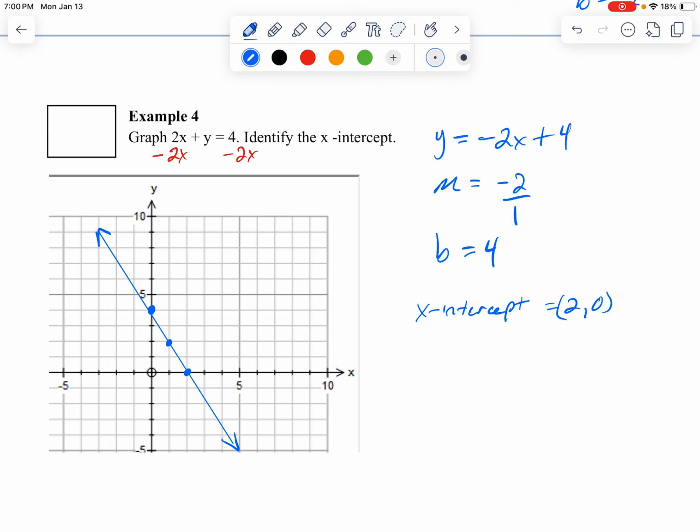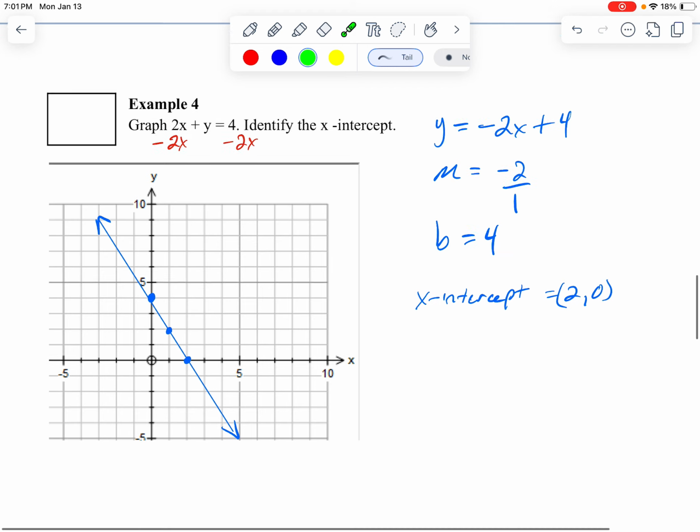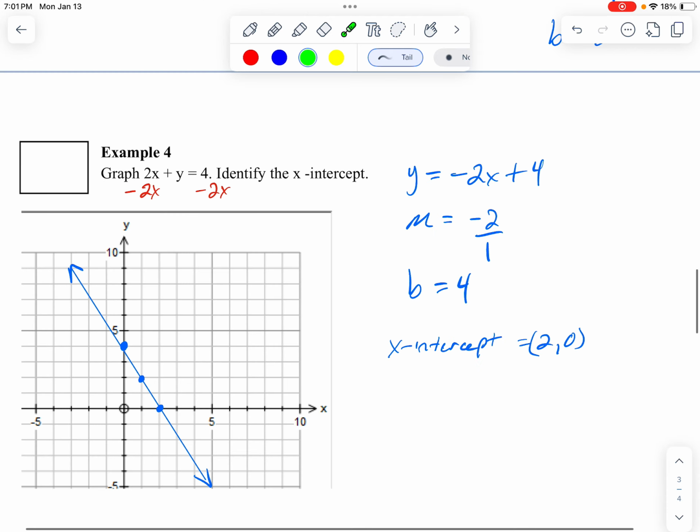If it wasn't nice, you may be asked to estimate it, meaning kind of guess what it is, or we could always do what we did in the last section, and we could let our y equal 0 and then solve for x. That'll do the same thing. That's all we got.